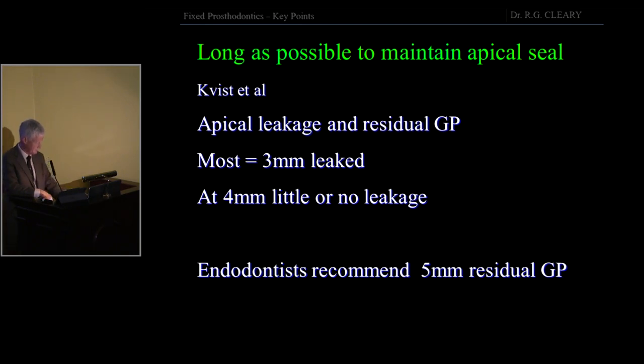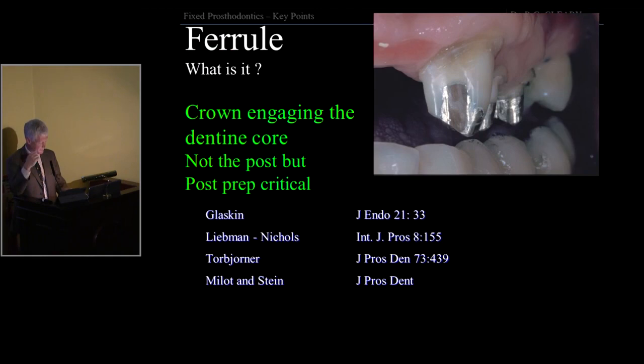Okay, so the length, as long as possible, but we want it to be at least equal to the length of the crown. But our endodontic colleagues want us nowadays to leave 5 millimeters of residual GP to ensure seal in that area. Kvist, who did the study, showed that with 3 millimeters most leak, and almost no leakage at 4 millimeters. That's why we get the 5 millimeter guidance.